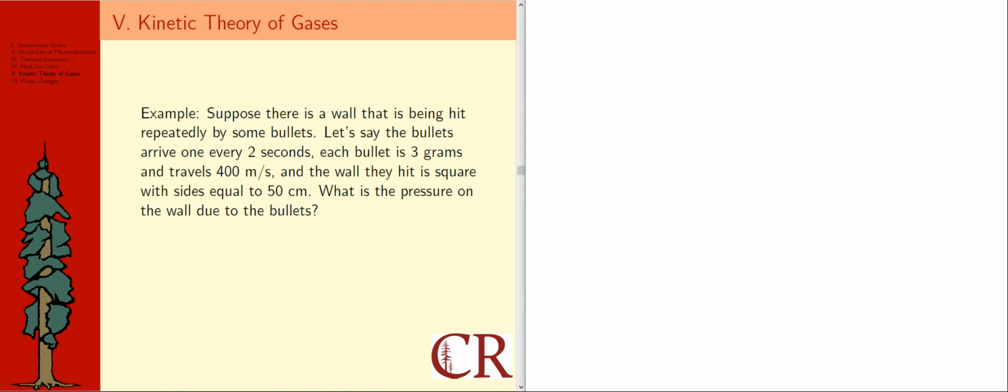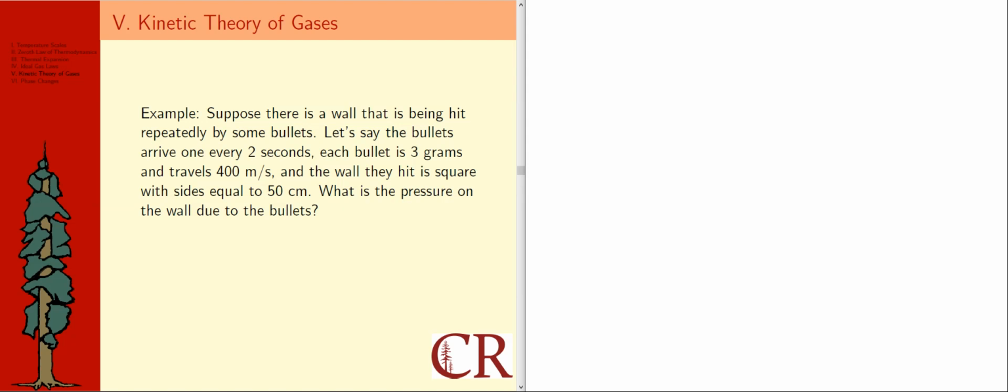Suppose there is a wall that is being hit repeatedly by some bullets. Let's say the bullets arrive one every 2 seconds. Each bullet is 3 grams and travels 400 meters per second, and the wall they hit is square with sides equal to 50 centimeters. What is the pressure on the wall due to the bullets?